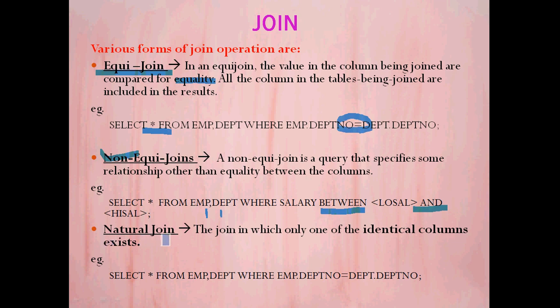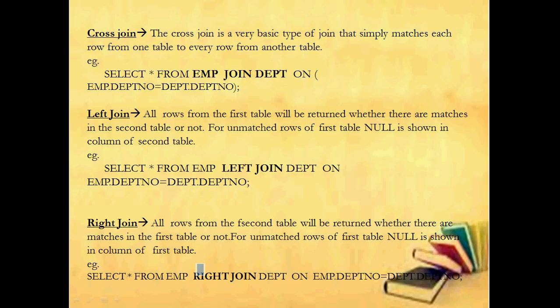What is natural join? If you want to combine two different tables which are having identical columns in it, then that is called the natural join. Here also you can see that employee table is containing department number, and department table is also containing department number. So based on this identical column value, these two tables can be combined. In such cases, it is called natural join.